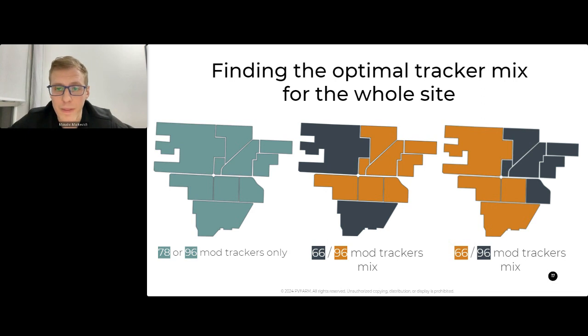For example, in the center of the slide, you can see that we could use 66 mod trackers for some parts of the site, and then 96 mod trackers for others. And then a slightly different situation on the right, where we use different parcels for different modules. The whole point was to achieve the same amount of DC and to run those analyses in order to find the best possible solution for us in that particular situation. So this is quite a lot of computation that needs to be done, but it can pay off significantly. So let's go to the next slide.